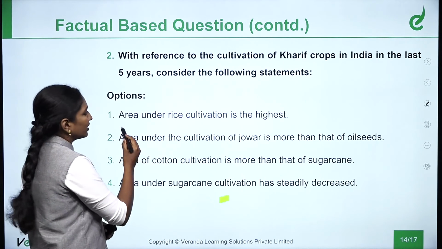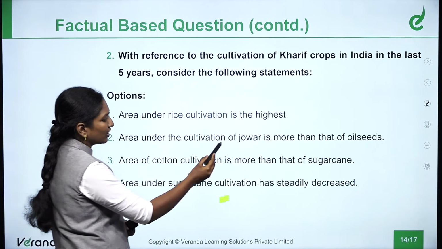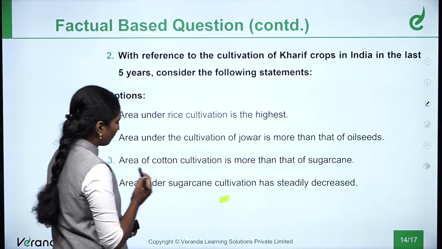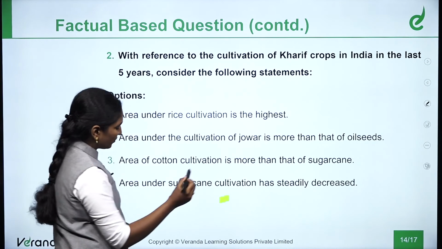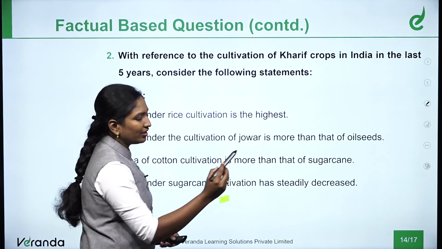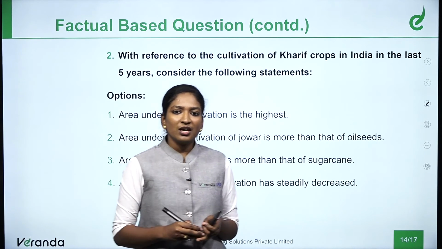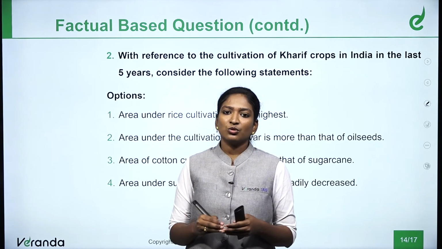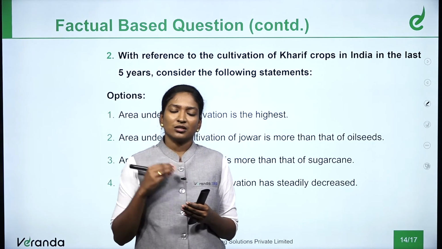You need to know that the area under rice cultivation is the highest, the area under the cultivation of jowar is more than that of oil seeds, the area of cotton cultivation is more than that of sugarcane, and the area under sugarcane cultivation has steadily increased. Here come cotton, rice, jowar and also sugarcane. So, you can eliminate now which is rice and which is sugarcane.